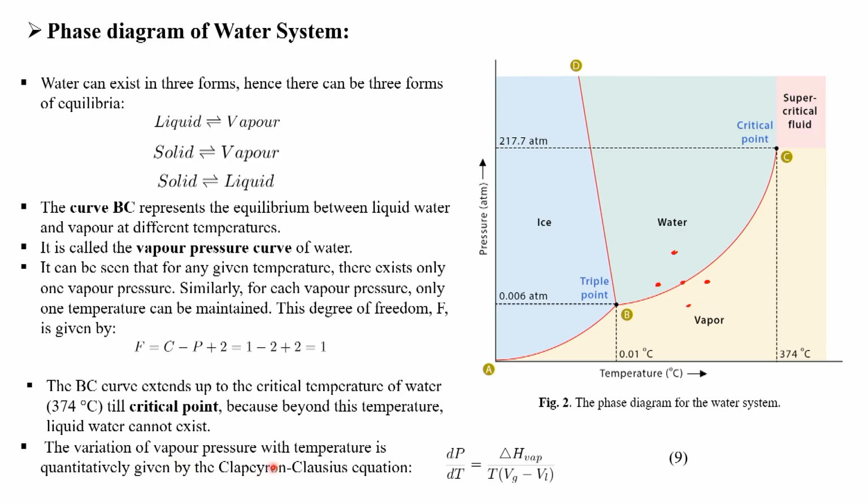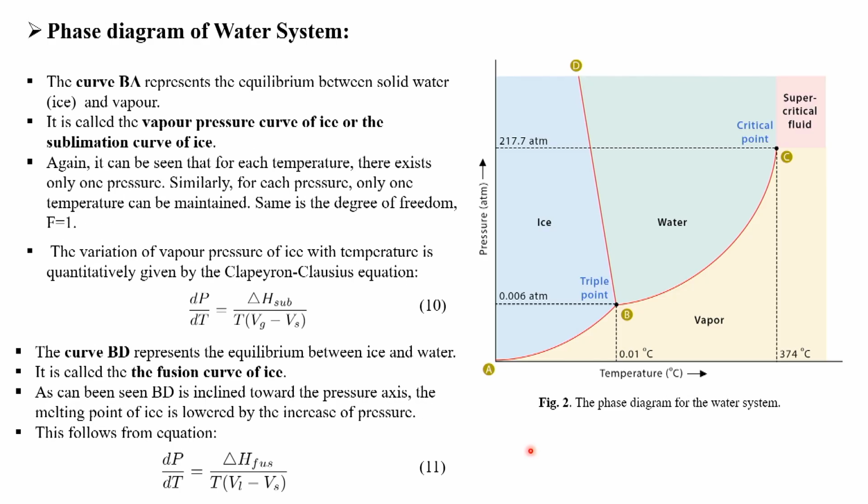The variation of vapor pressure with temperature is quantitatively given by the Clausius-Clapeyron equation. So we know this is the Clausius-Clapeyron equation. It says how pressure and temperature change: if we differentiate pressure with respect to temperature, we get this relation. Here delta H is the delta H of vaporization, Vg is the volume of the gas, and Vl is the volume of the liquid.